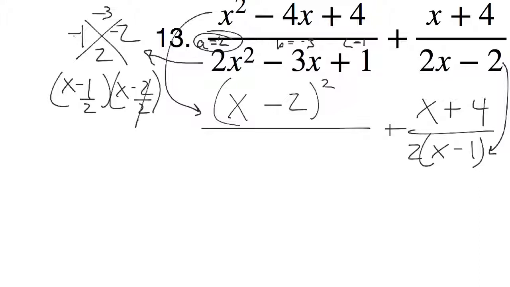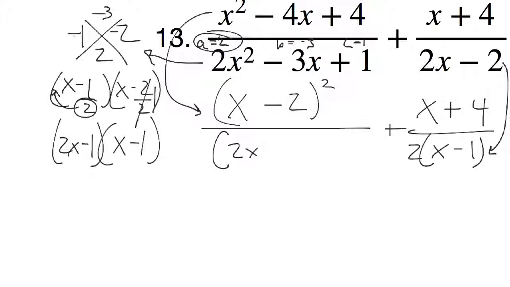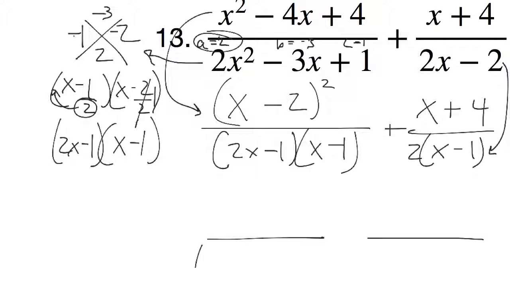This cancels to get 1, and this bottom moves up here. 2x minus 1 and x minus 1. That's what this denominator is going to turn into. 2x minus 1, x minus 1. So now the question is, what's the least common denominator? I think the least common denominator is going to be 2x minus 1 times x minus 1, times, we already have an x minus 1, so I don't need to repeat it, times 2.